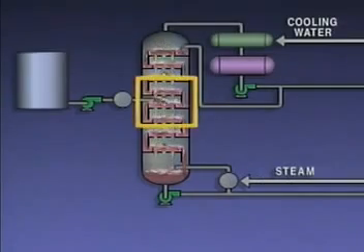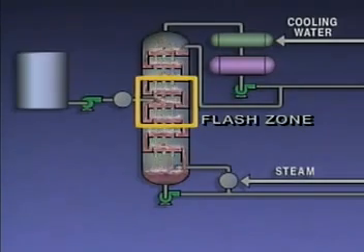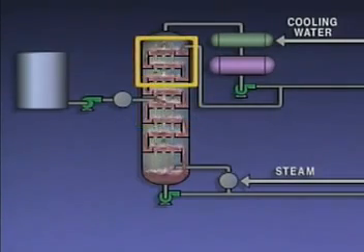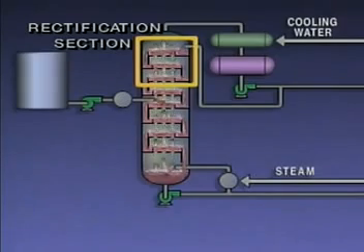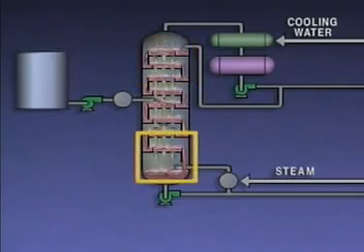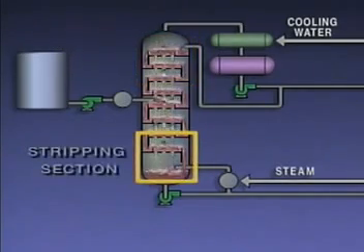The middle section is where the feed enters the tower and part of the feed vaporizes. This vaporization is commonly known as flashing. So this section of the tower is often called the flash zone. The section above the flash zone is called the rectification section. In this part of the tower, the concentration of lighter components increases. The section of the tower below the flash zone is called the stripping section. In this section, the lighter components are vaporized or stripped from the heavier liquid.